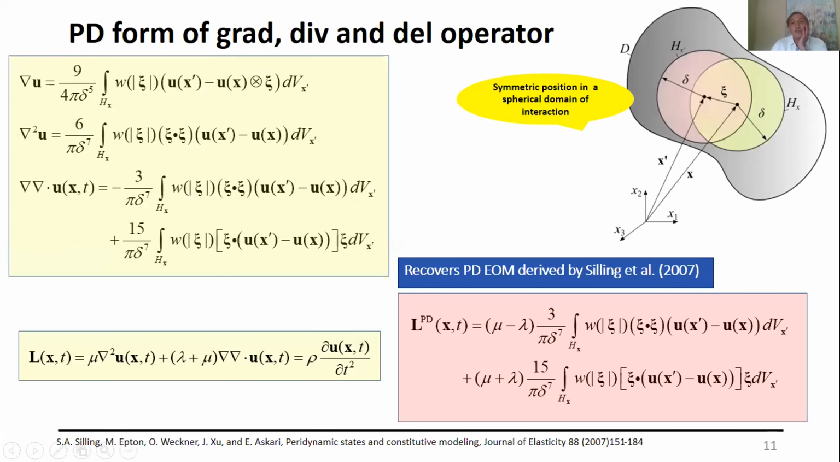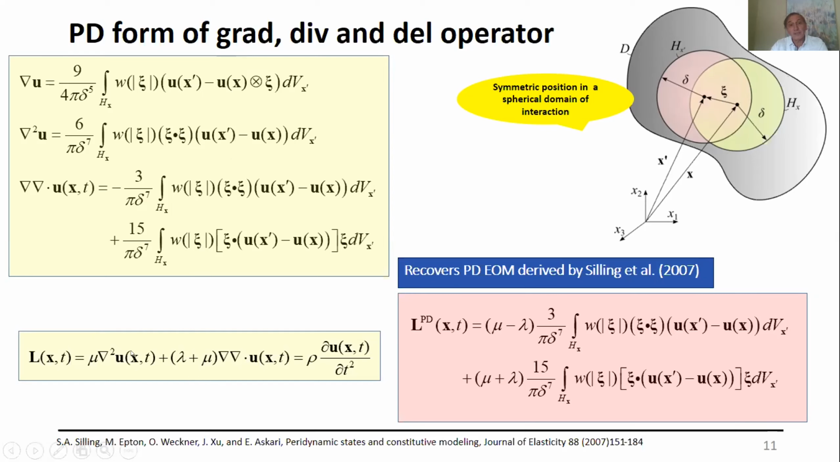And now if you assume that this domain of interaction is spherical, and if you have a point at the center of it, then you can evaluate these peridynamic functions analytically. And this is the form that you have for the grad, divergence, and del operator.